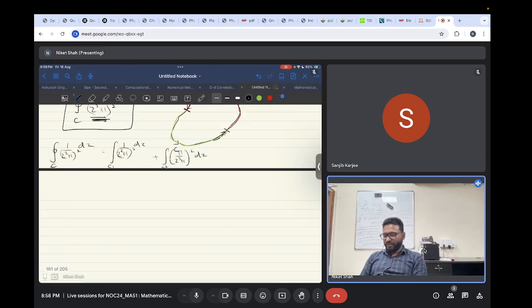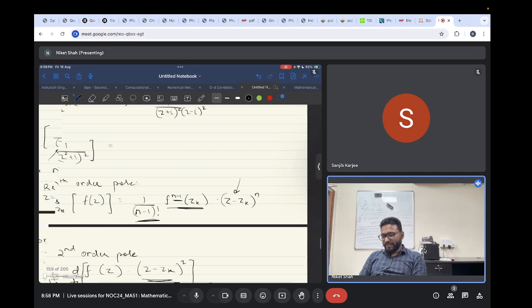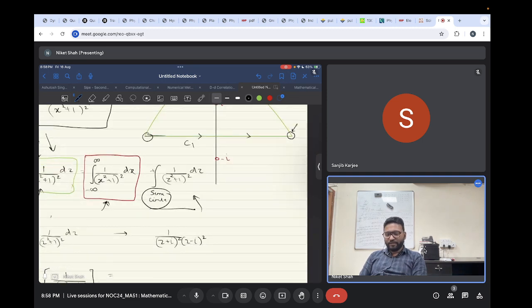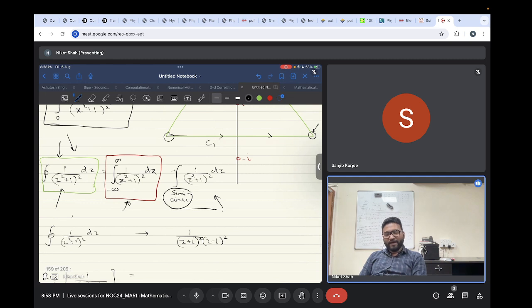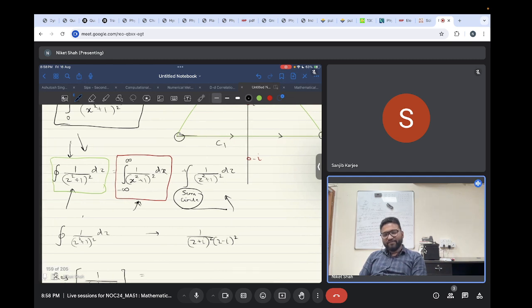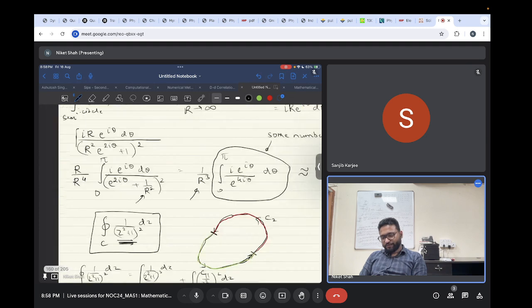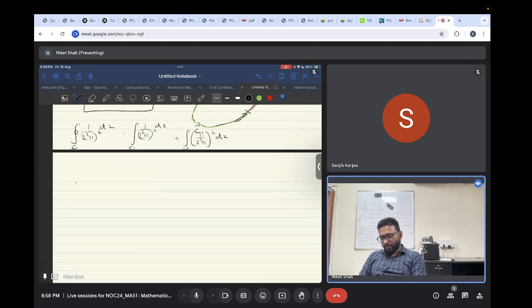So now what does this mean? It means that only the red part is contributing to the integral, and the value of the red part is exactly the value of the green part. Both of these are equal now. So because both of these are equal, the value of the integral from minus infinity to infinity of 1 upon (1 plus x square) the whole square dx is equal to pi by 2.